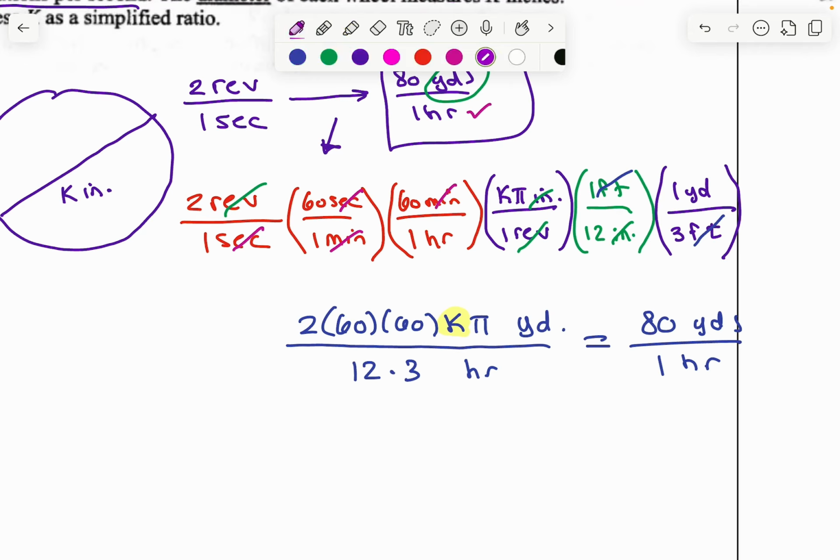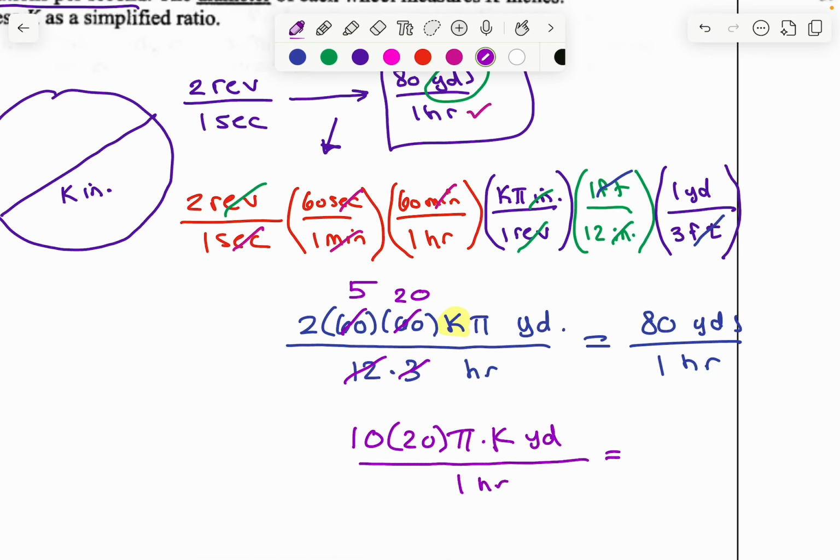At this point, it's just some arithmetic. Let's do some simplifying here. So 12 goes evenly into 60 5 times, and actually 3 goes into 60 here 20 times. That's my left side now is 2 times 5, which is 10. So it's 10 times 20 times pi times k. Okay, that's yards over, and there's only a 1 left in the bottom. 80 yards per 1 hour.